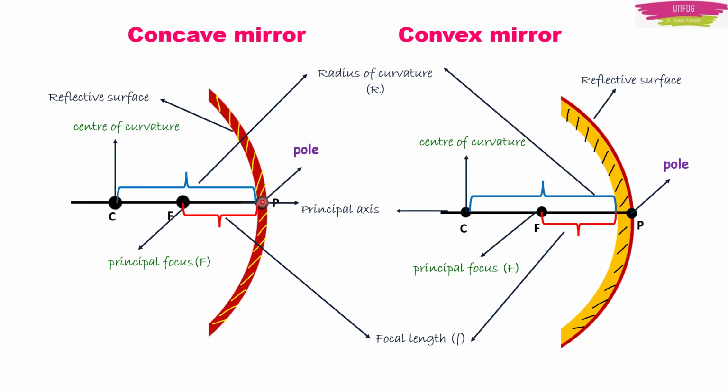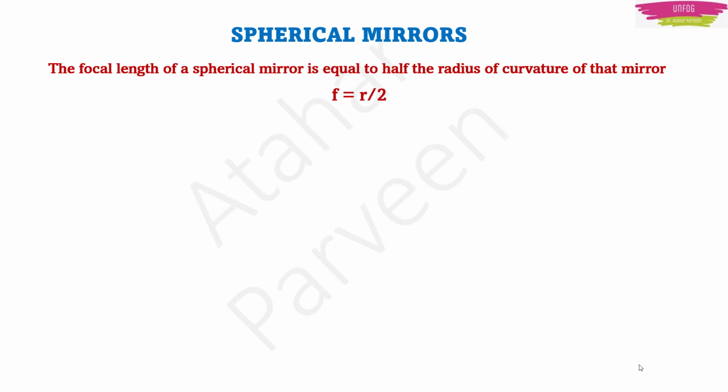Radius of curvature is simply like the radius of the imaginary circle. The center of curvature is the center of the circle. And focal length is half of the radius of curvature. So what will be the actual value of focal length? It will be equal to R upon 2. If the radius of curvature is denoted by capital R, then the focal length of the spherical mirror will be equal to R upon 2. So this is a very important point to note down.